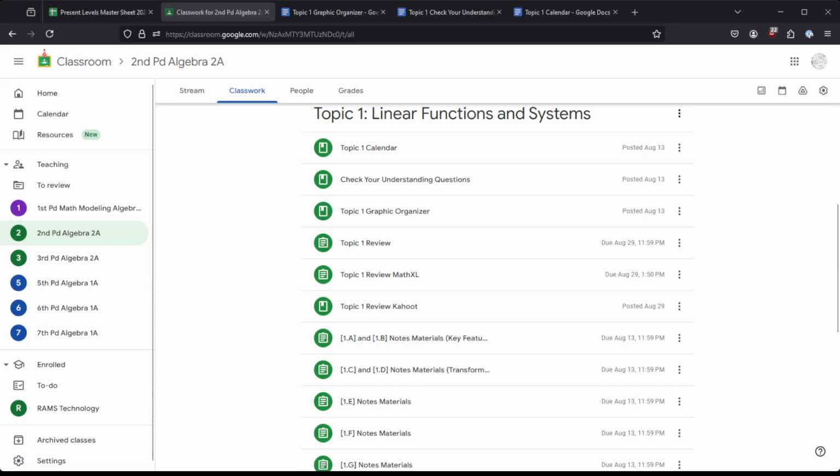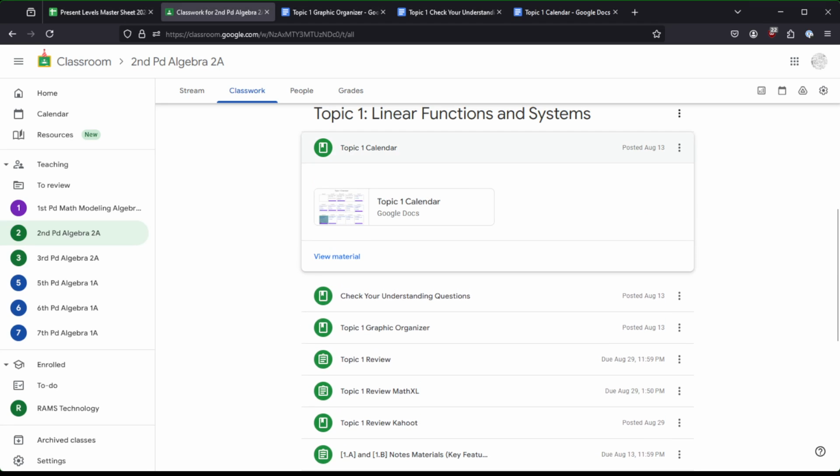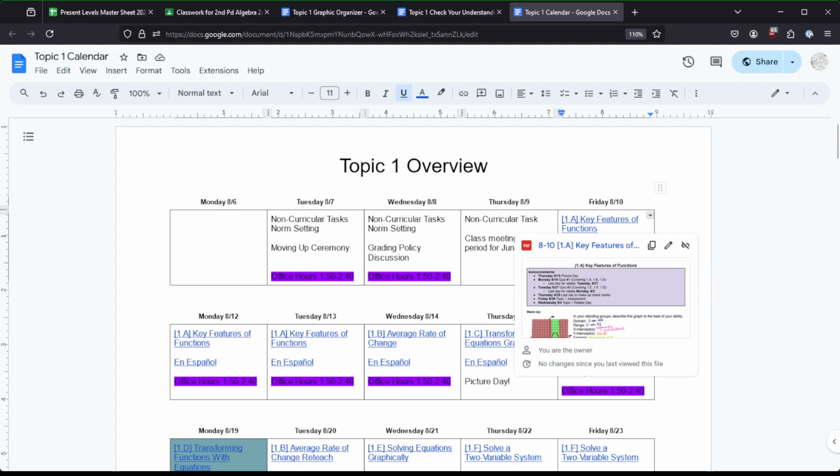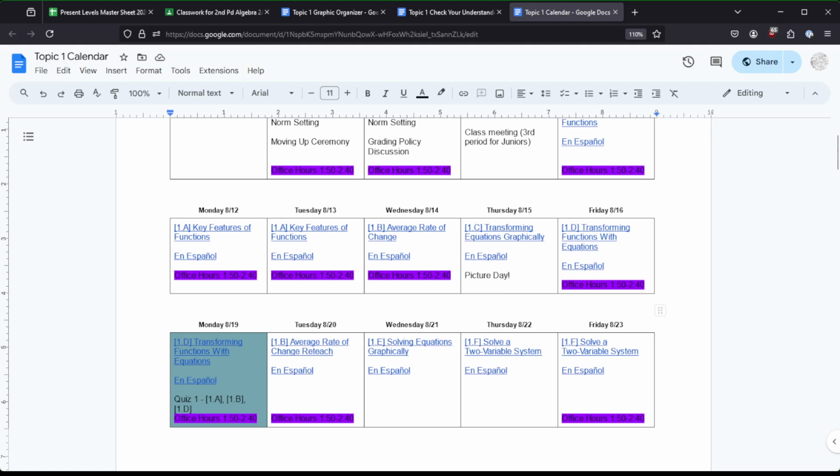So, our class layout. This is a typical topic. Sorry for not scrolling to the top. I have student names there. But at the beginning of every topic, I always have the calendar. If you click on that calendar, it'll take you here, which shows you the office hours that are available after school. I'm always available every day during lunch, but after school it shows the office hours because those can be variable. And it also includes guided notes for each lesson that we do.